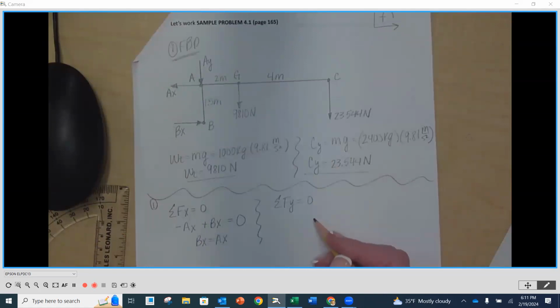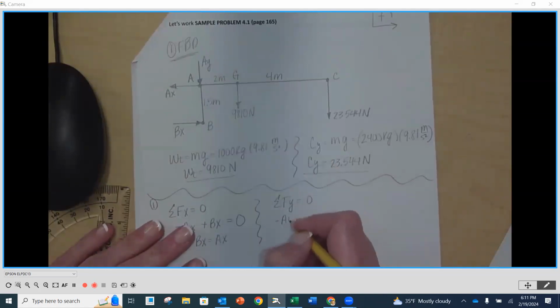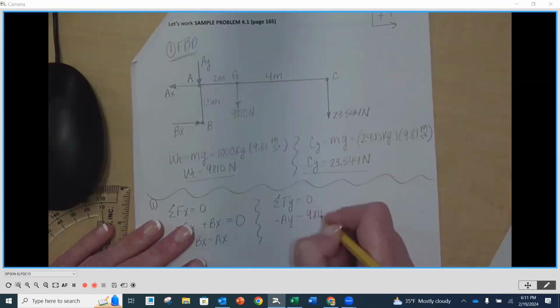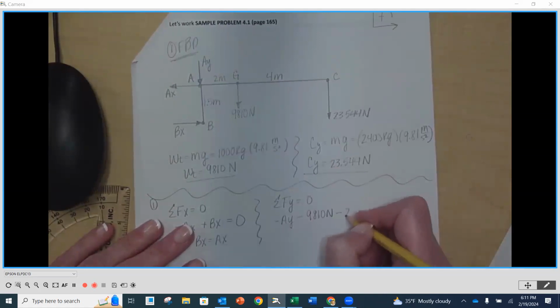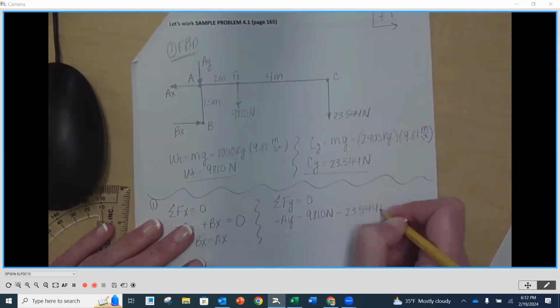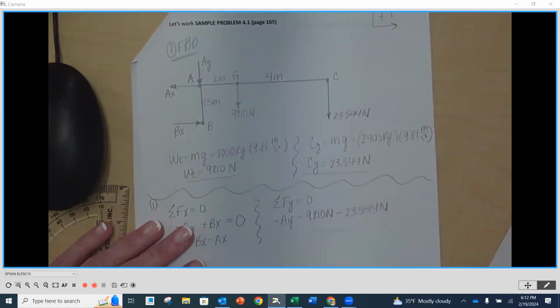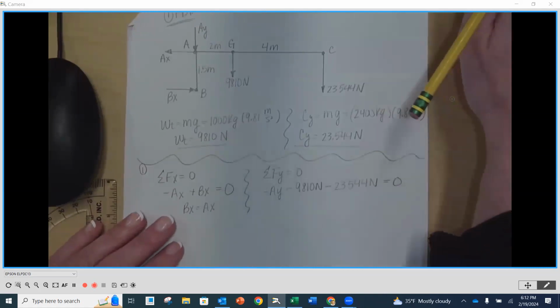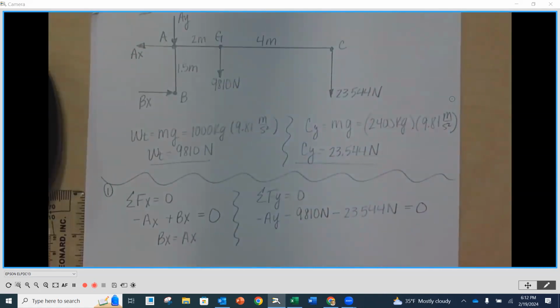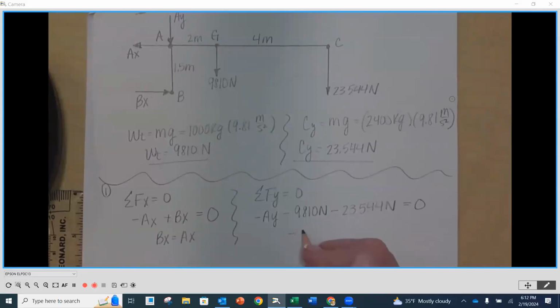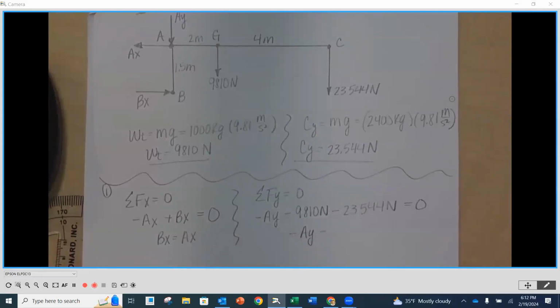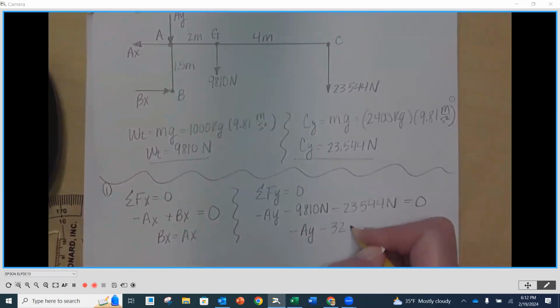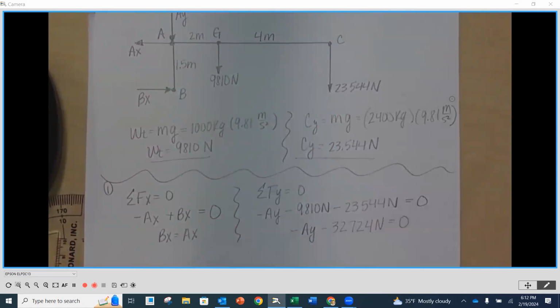And I'm going to sum my forces. So I have a negative Ay, a negative 9,810 newtons, and a negative 23,544 newtons. Those are my forces in the y on the left-hand side, and I'm going to set that equal to 0. Now I'm going to combine these two, right? So I'm going to have negative Ay minus 32,724 newtons is equal to 0.